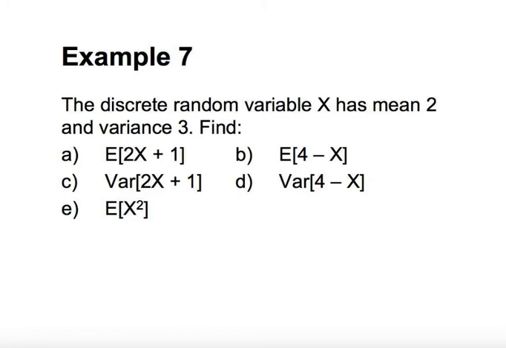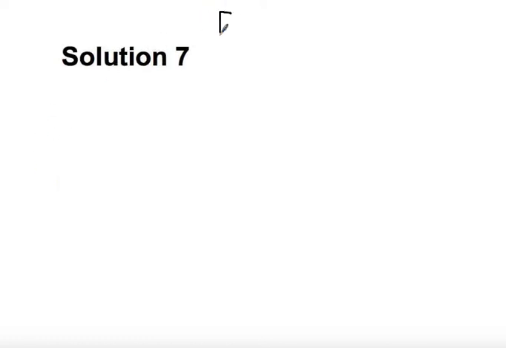Now, in this question, I've got a discrete random variable. It has a mean of 2 and variance of 3. I want to find the expectation of 2x plus 1, expectation of 4 minus x, variance of 2x plus 1, and variance of 4 minus x, and then finally the expectation of x squared. Okay, so let's work through this. So we started off, we were told that the expectation of x is equal to 2, and that the variance of x is equal to 3.